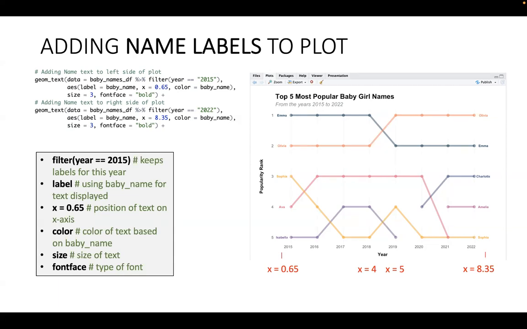The label function in geom text is where we specify that we want the baby names to be the text that is displayed. The X argument is a little more difficult to understand, but hopefully the diagram on the right helps a little bit. The X value is telling us where the text should be positioned on the X-axis. By setting the X equal to 0.65, I am saying that I want my text values to be centered just a little bit before my first X-axis label. One last argument that I would like to cover is the color. By specifying that the color is equal to baby name, I am saying that I want the color of my text values to match the color values associated with my baby names.